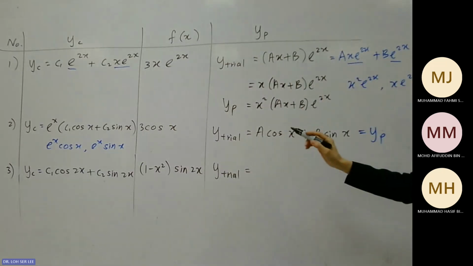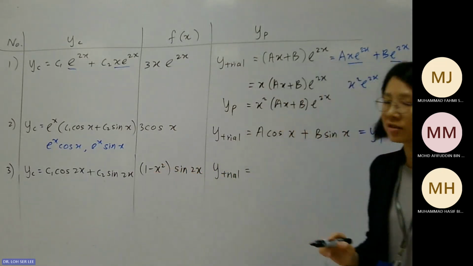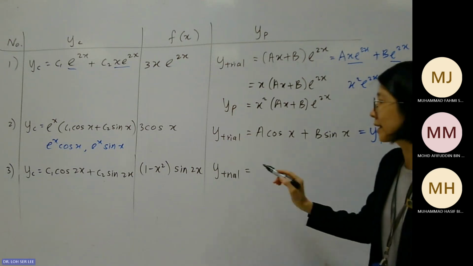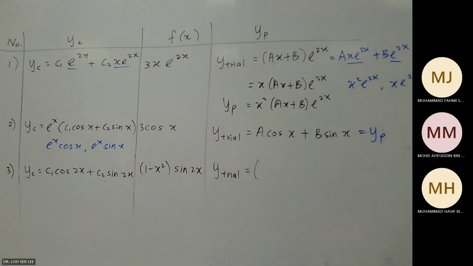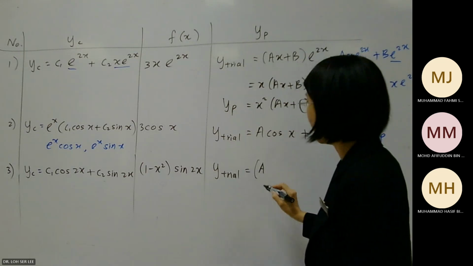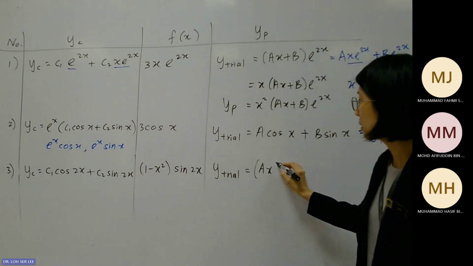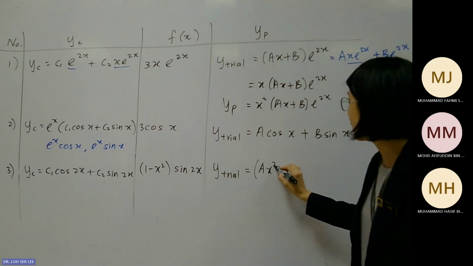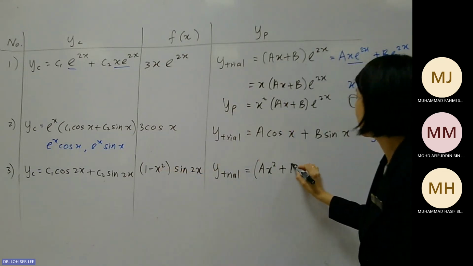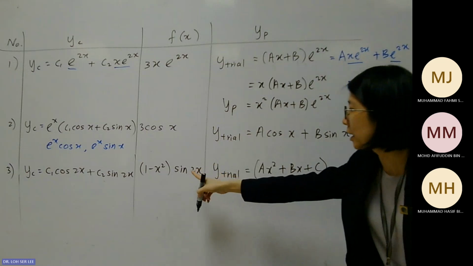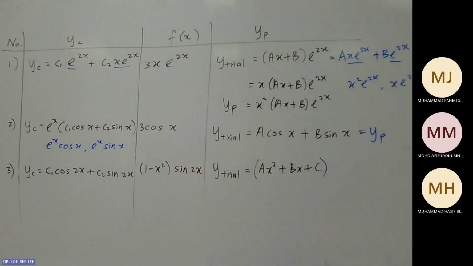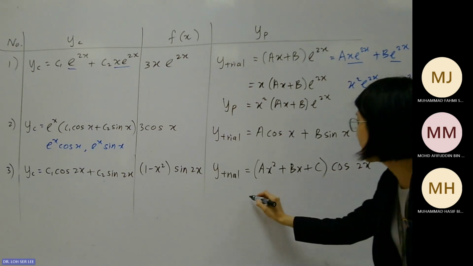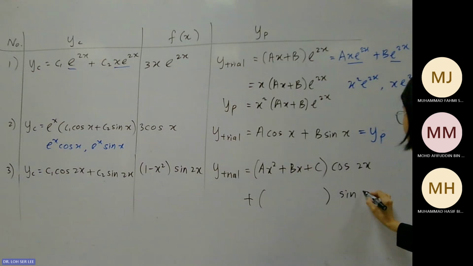So this is the product function of polynomial and sine functions. What is the Y trial? The general form of 1 minus x squared is A x squared plus Bx plus C. For sine, it comes in a pair, cos and sine. Normally, we start with the cos first, and then plus sine, right?